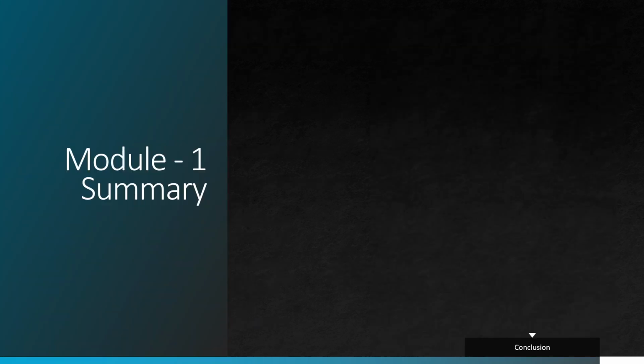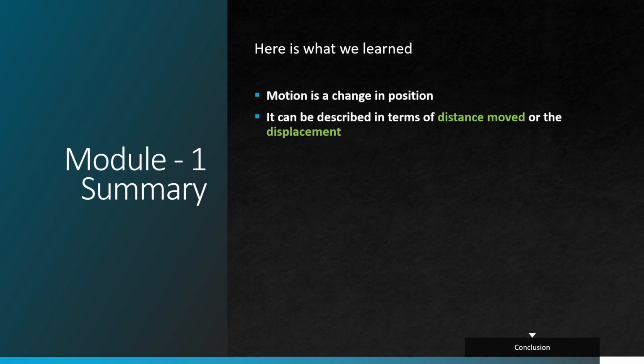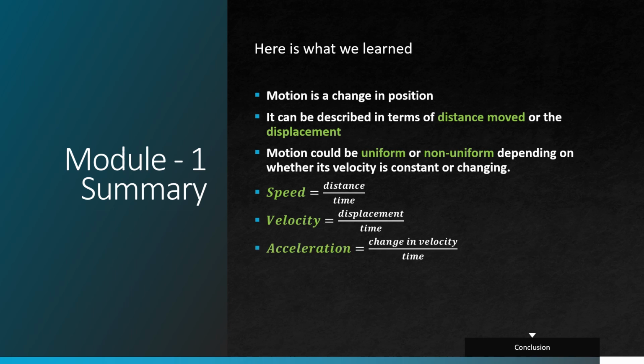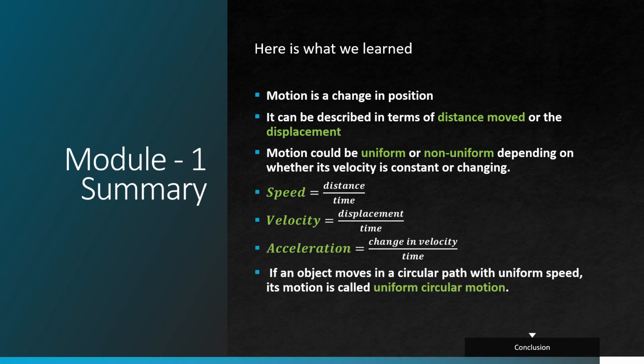Okay. Now here we end our module number 1, in which we have discussed the 5 major topics that I had told you in the starting. We'll just quickly summarize. We have learned that motion is change in position with time. It could be described in terms of distance moved or displacement. Motion could be uniform or non-uniform, depending on whether its velocity is changing or not. Speed is distance by time, velocity is displacement by time. Acceleration is change in velocity by time. And if an object moves in a circular path with uniform speed, the motion is called uniform circular motion. This is all that we have learned in our module 1.